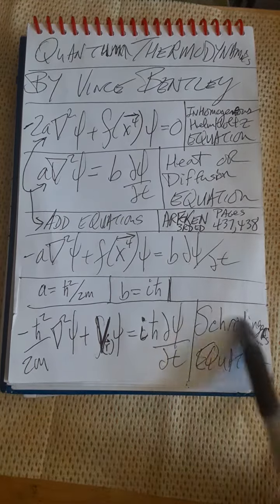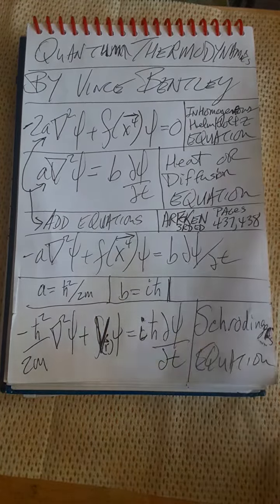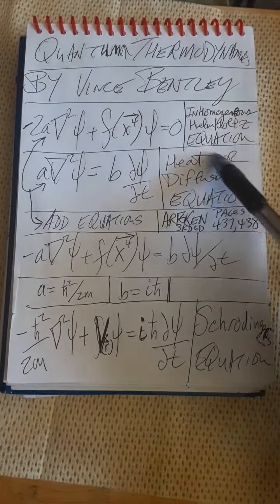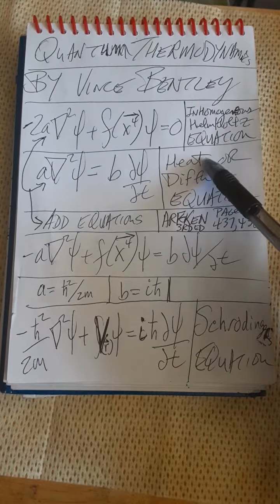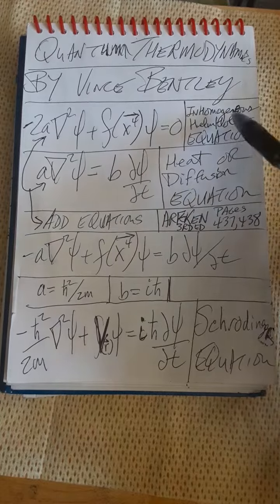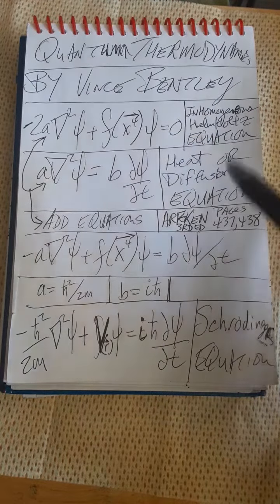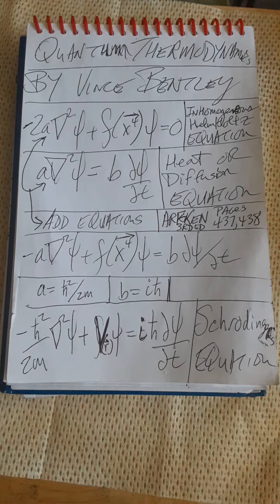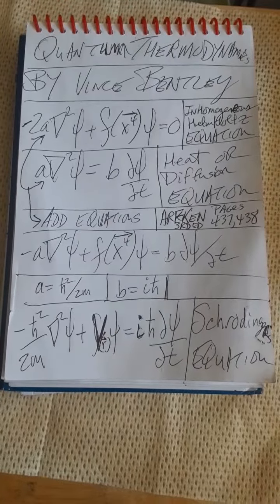So we see that Schrodinger's equation has its origins in the fusion of the heat equation and the Helmholtz equation, and it's interesting because, of course, Planck started the quantum revolution with his black body thermodynamic experiment.